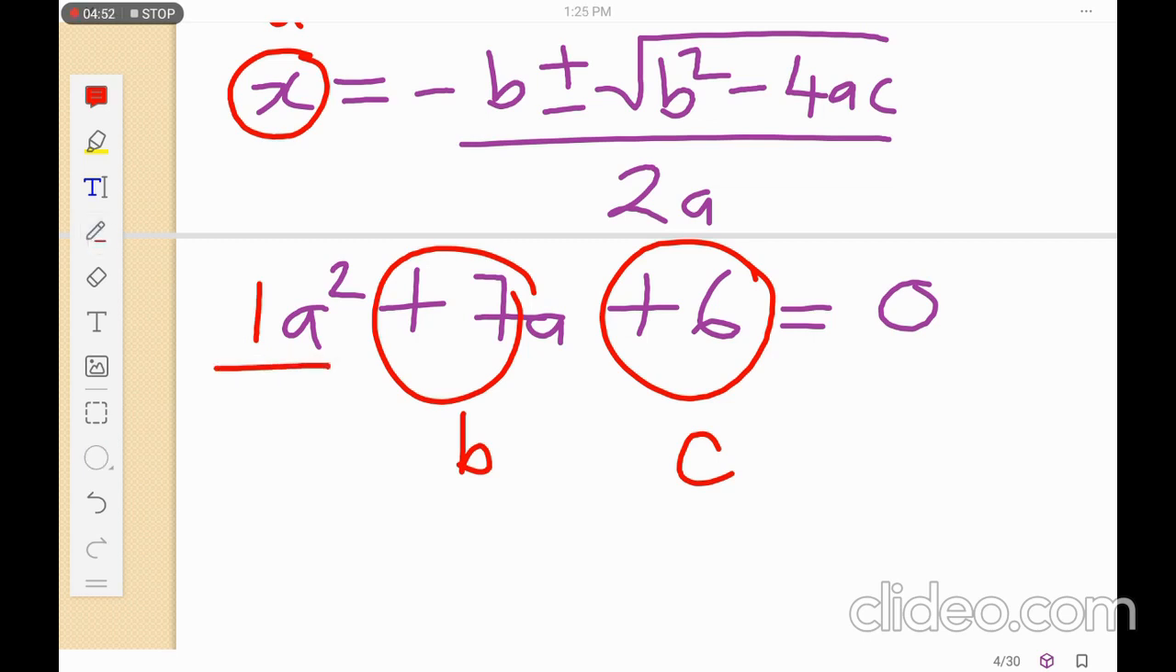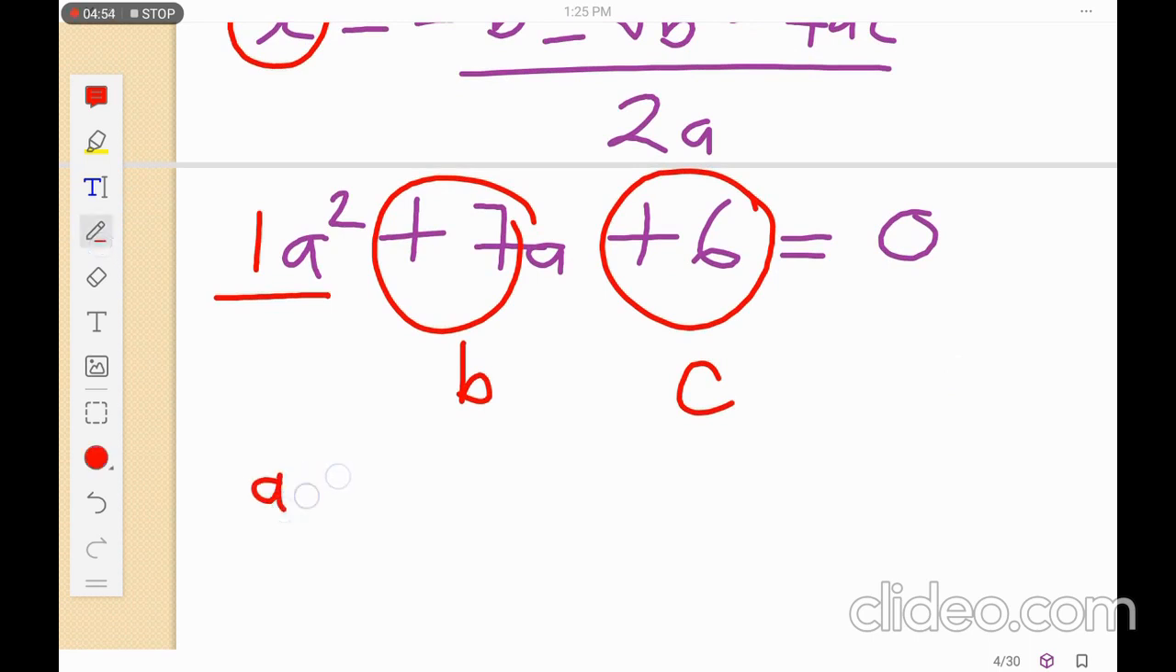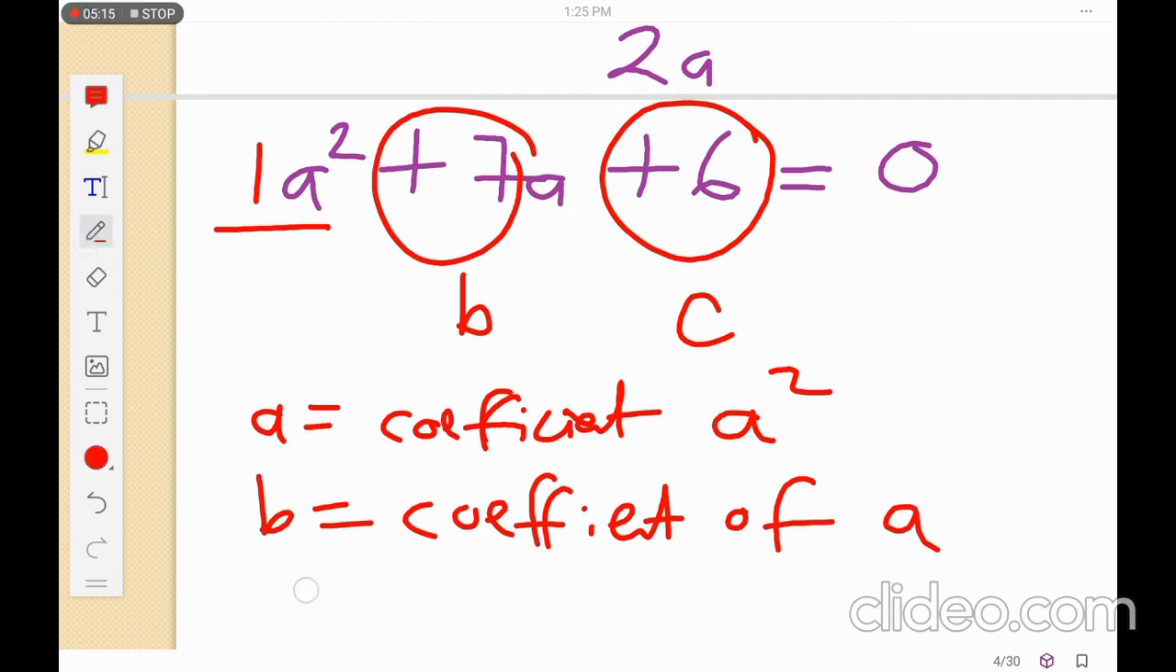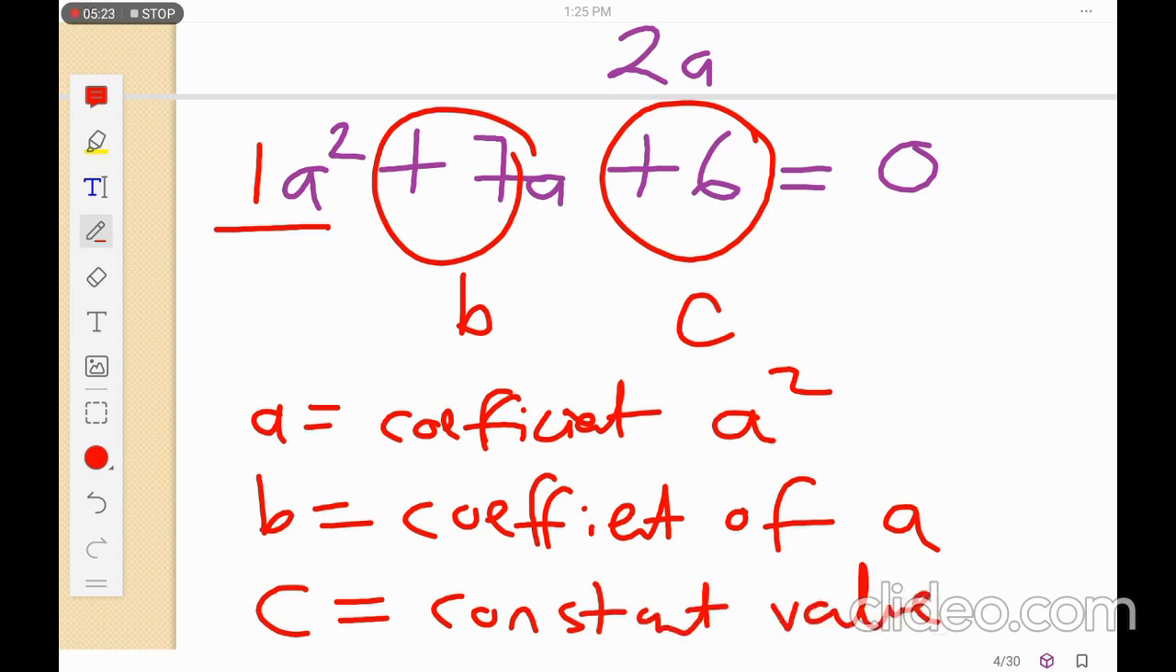So when we talk of this formula, our a is the coefficient of the squared part. So in this case it is the coefficient of a squared, and our b is the coefficient of a. Okay, then c is the constant value. I'm saying constant because it doesn't have any letter. So it's the independent value there. I can even say independent value. So that's what we have here.